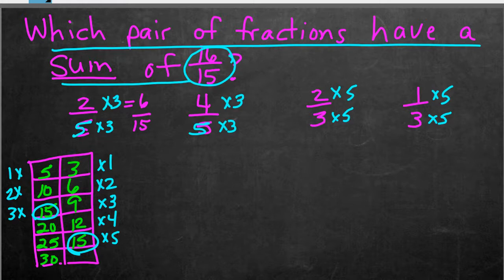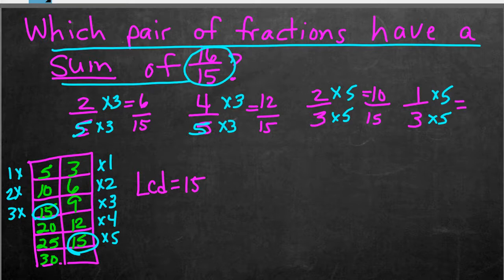All right, the next one is 4 times 3 is going to equal 12. 5 times 3 is going to equal 15. So again, common denominator, we wanted our LCD to equal 15. All right, so then we go 2 times 5, which is 10, and 3 times 5, which is 15. So another common denominator of 15. And lastly, 1 times 5 is 5. 3 times 5 is 15.